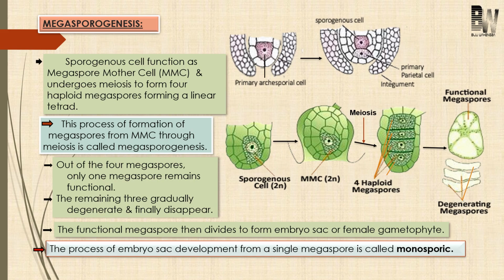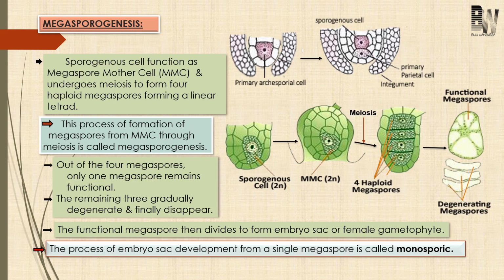I will repeat, so look at the figure. The sporogenous cell functions directly as the megaspore mother cell. It does not divide further, and it undergoes meiosis to form megaspores. As meiosis is a reduction division, all the megaspores will have the haploid number of chromosomes. And as four daughter cells are produced after meiosis, you will definitely get four haploid megaspores. So this process of formation of megaspores from the megaspore mother cell through meiosis is known as megasporogenesis. This is about the formation of megaspores, and megasporogenesis takes place in the ovule.